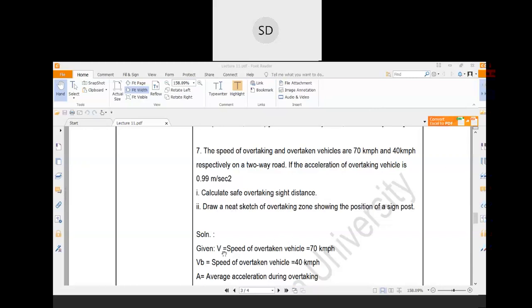Your V is given as V equal to 70 kilometer per hour. Just write it down. V equal to 70 kilometer per hour, and VB is given as 40 kilometer per hour. And your acceleration is given as 0.99 meter per second square. So you have to find the overtaking side distance. Now the thing is, first you have to convert the speed values into meter per second.